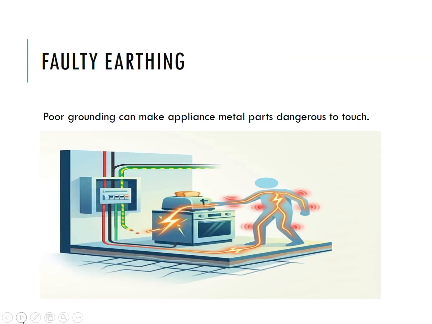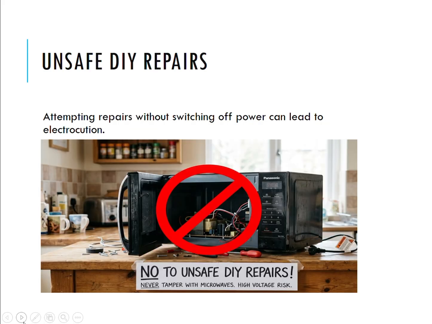Then the next is faulty earthing. Faulty earthing or no earthing at all. A lot of people don't have earthing in their homes. So in case you have failed insulation inside an electrical appliance and you touch the body, you might get shocked.